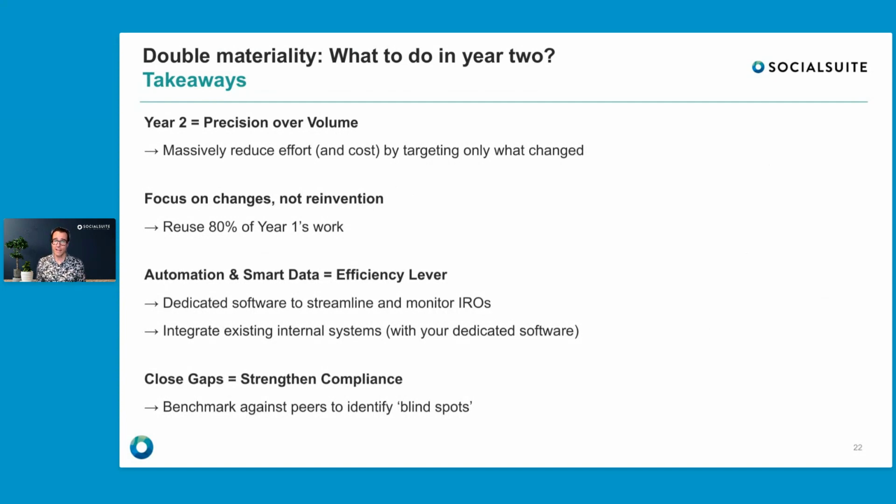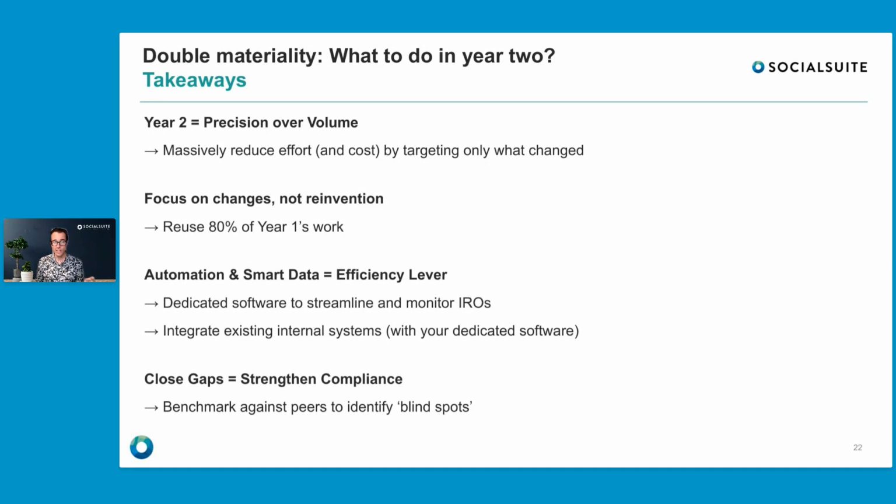You can also generate a lot of efficiency by that automation and smart use of data. Like I said, use dedicated software to streamline and monitor your IROs and integrate your internal systems. Make them part of your DMA process. Integrate them with your dedicated software or your spreadsheets. Talk to the teams to really make sure that you don't have two data sets to work from.